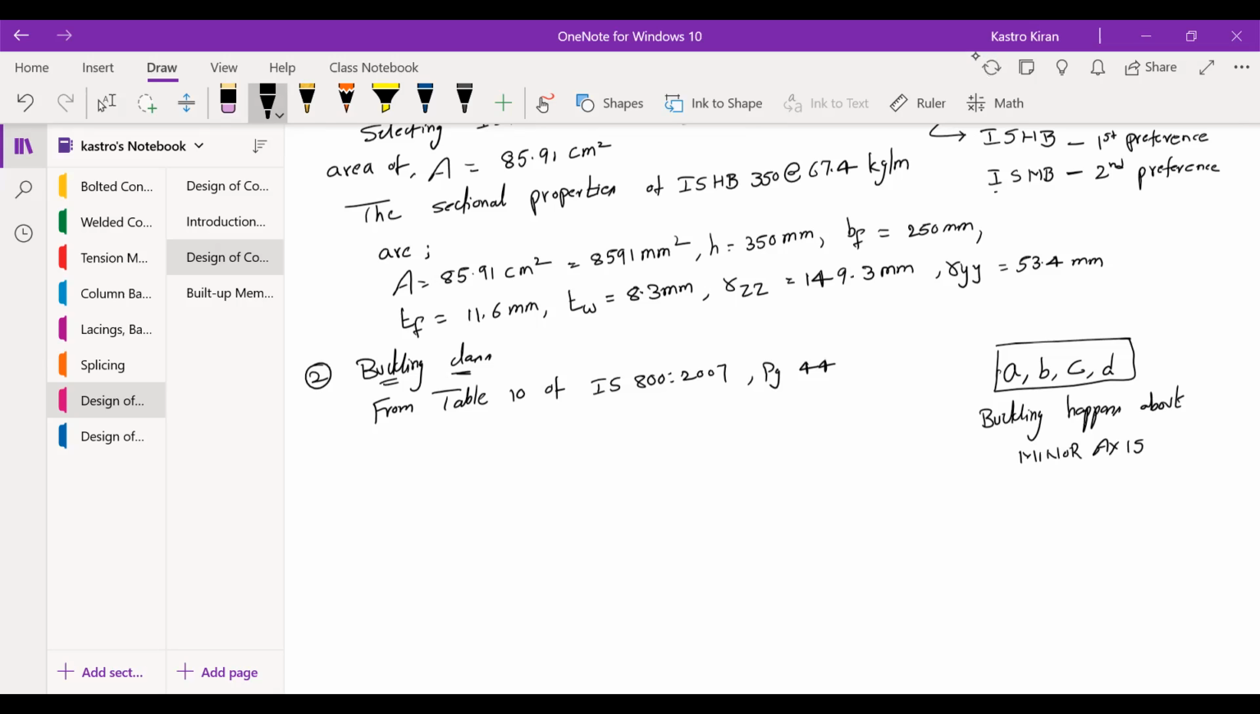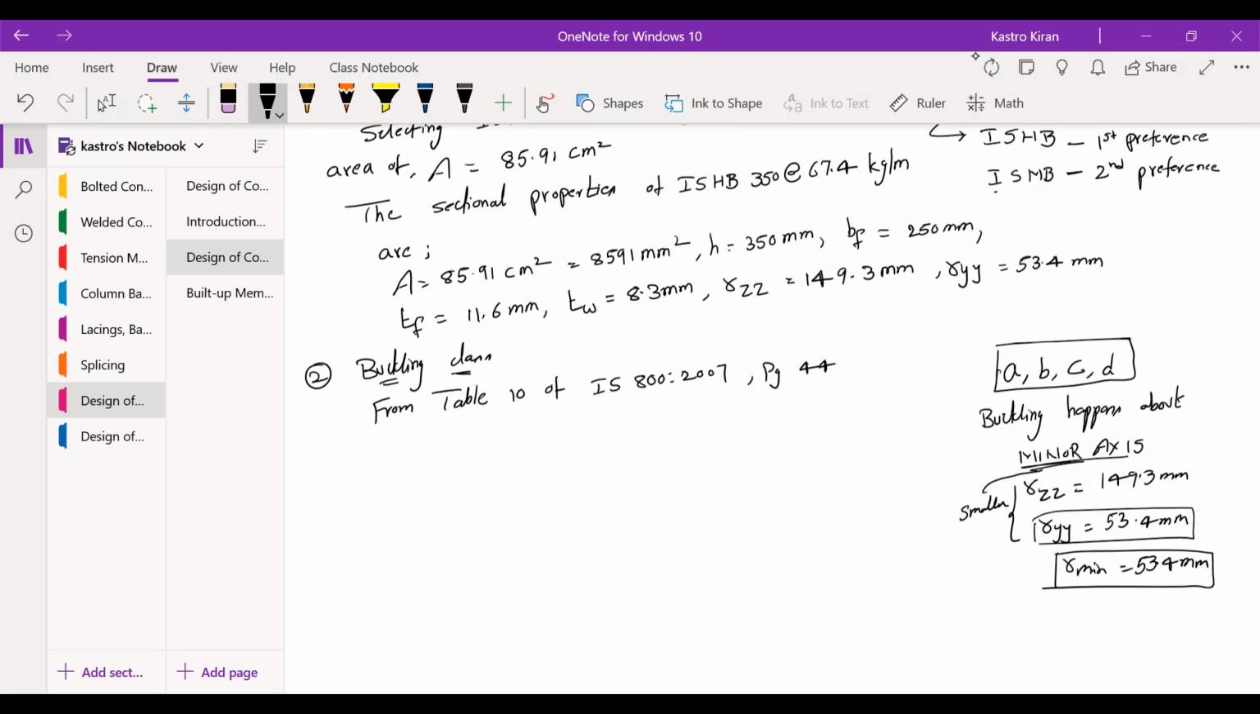How will you define the minor axis? You need to verify the rzz value and the ryy value. Whichever is the smaller value, that will be your minor axis. 149.3 mm is one value and 53.4 mm is the other value. So the minor axis is ryy. Anyways, I'll come back to that. So you can write r minimum equals 53.4 mm. This one you just need to have an idea about.